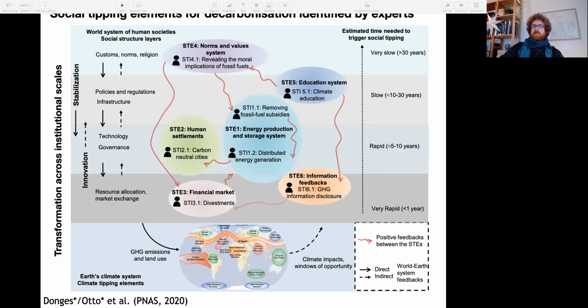And we've identified a number of social systems like information feedbacks, financial markets, human settlements, energy system, norm and value system, and education that are relevant. But now, how can we actually analyze these systems in a systematic way? How can we analyze data in a systematic way, and how can we model these systems to understand how such transformations could be triggered? This is what led us to the work that I will present now.